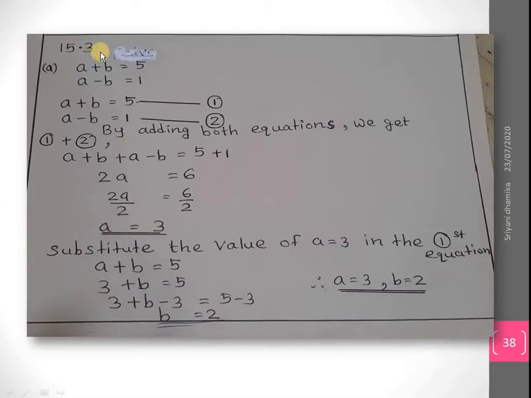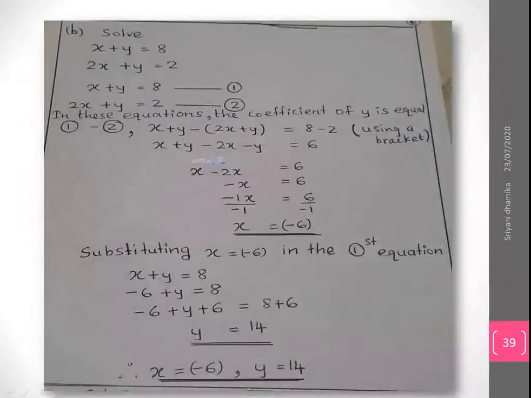Now to find the value of b, substitute the value of a in the first equation. The first equation is a plus b equals 5. Substitute a equals 3 here, then remove this 3 from both sides by subtracting 3 from both sides. Therefore b equals 2. Now the solutions are a equals 3 and b equals 2.